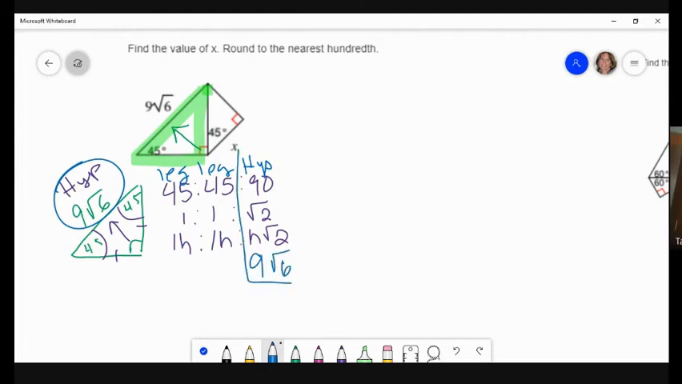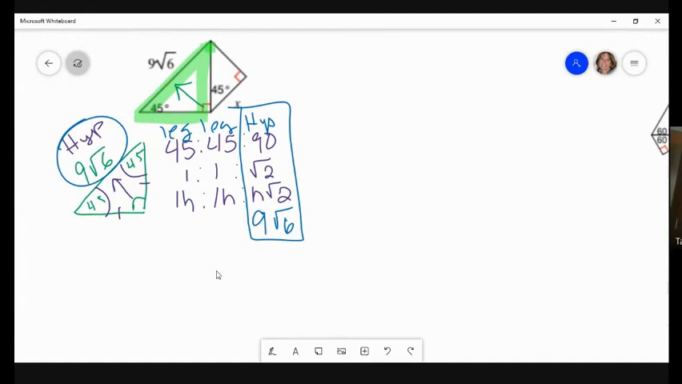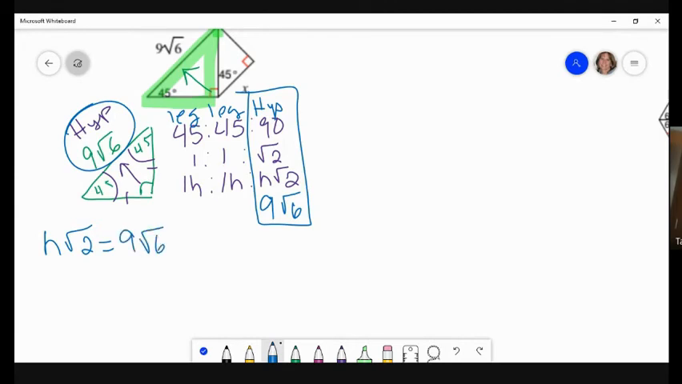So again, there's all my hypotenuse info. So even though it's given to us in a very ugly format, it's okay. We can still go with it and flow with it. Okay. And we just set it equal. So we have, it helps to have a stylus pen here. Okay, so h square root 2 equals 9 square root 6.